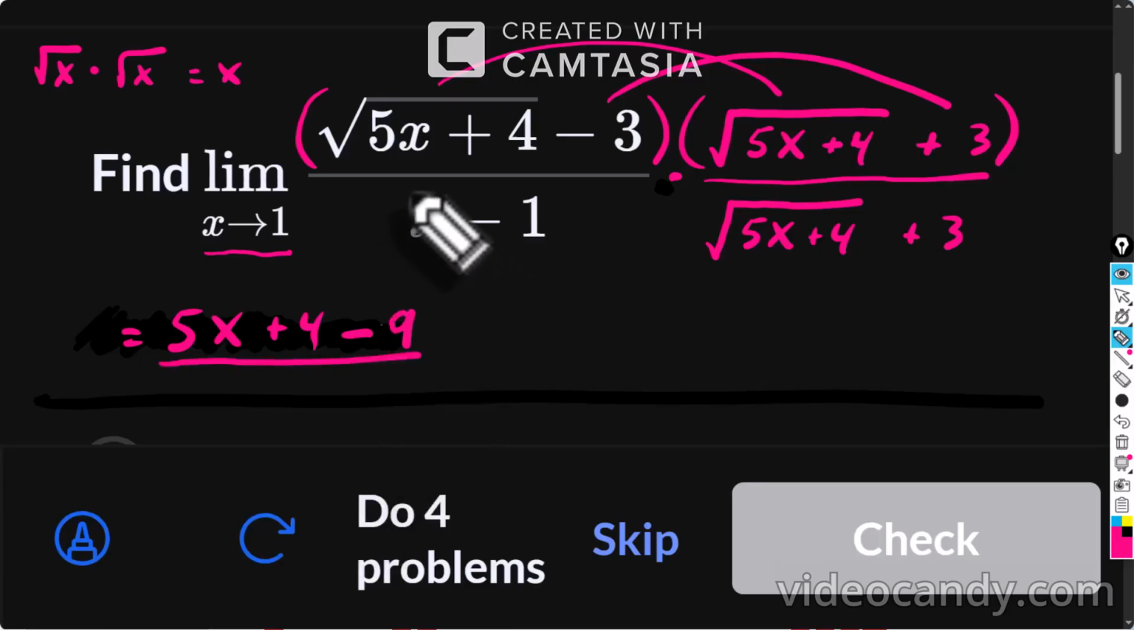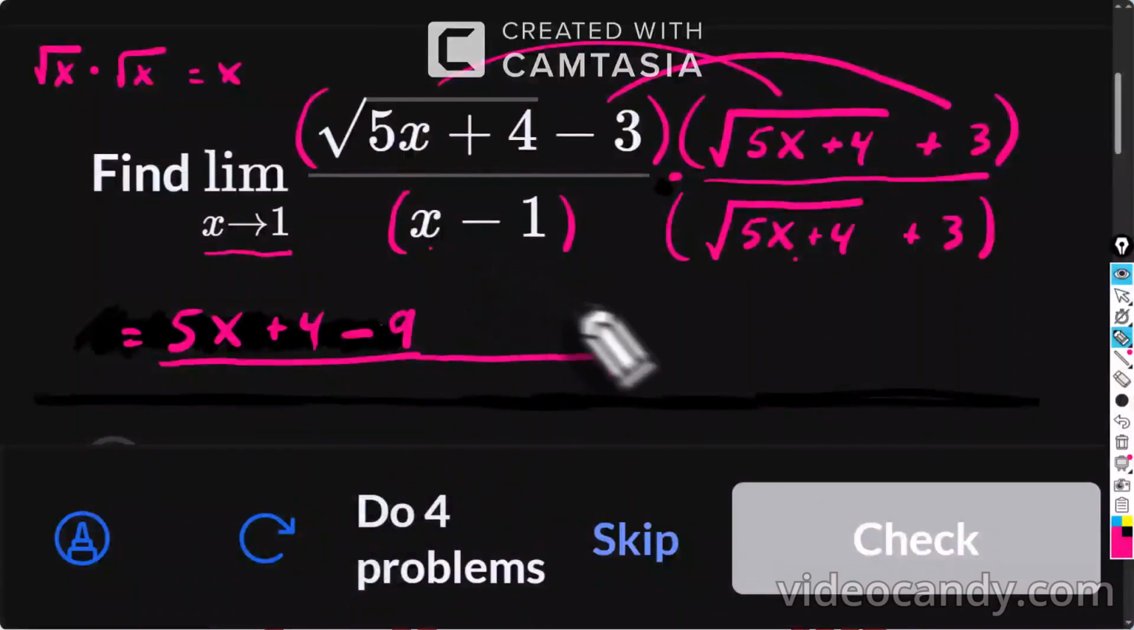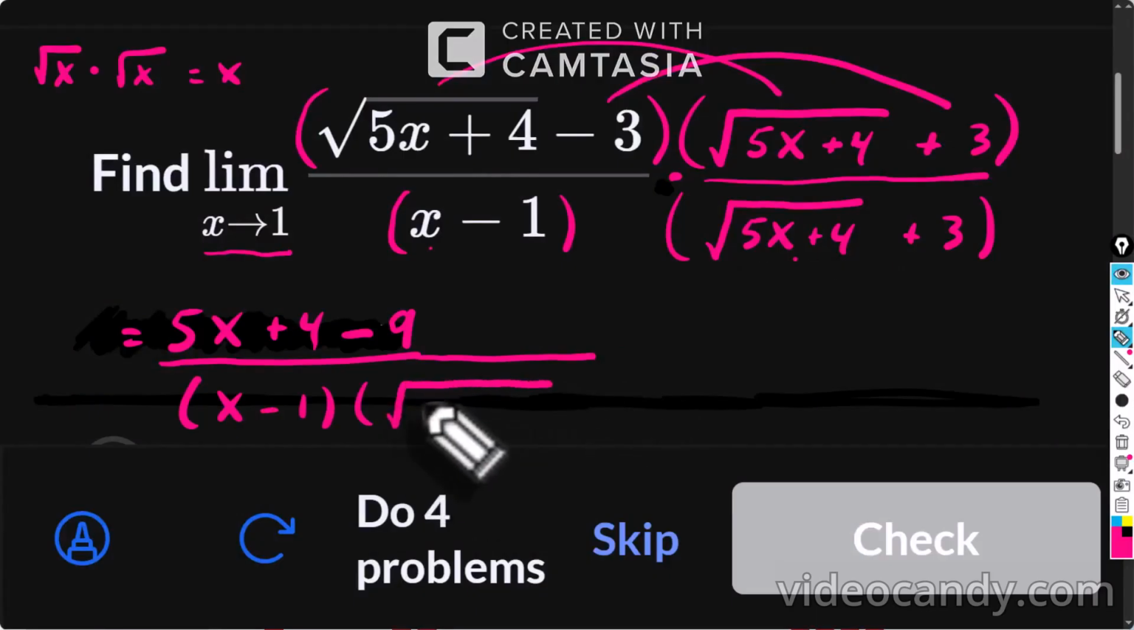In the numerator, we're going to use FOIL once again. Now, in the denominator, you actually just want to leave these two terms alone. So just rewrite the x minus 1 and radical 5x plus 4 plus 3. All right. In the numerator, we have plus 4 minus 9. That's going to be minus 5 when we combine those two.